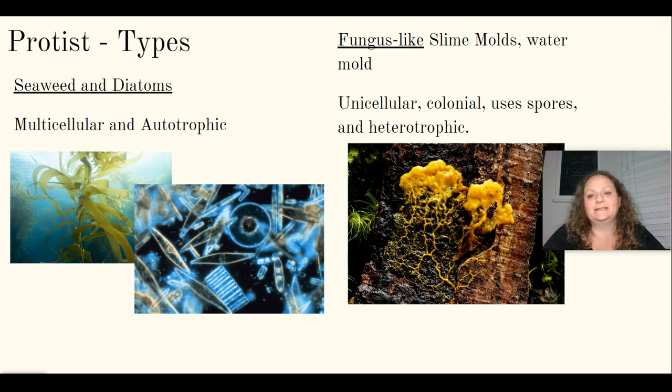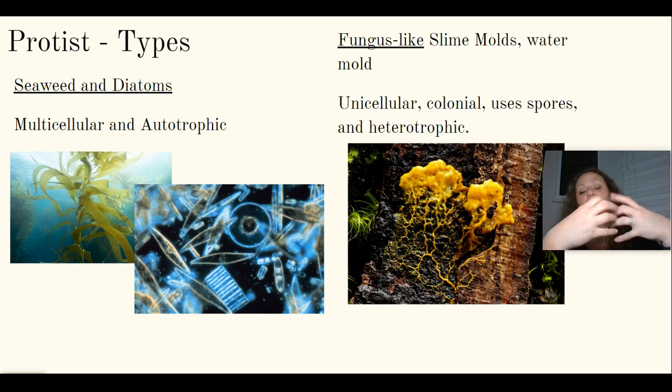Fungus-like protists are going to be things like those water molds we talked about and slime molds. Slime molds are really interesting. They're unicellular. They're going to live colonially. They like to hang out in groups. They use spores in order to reproduce, just like fungus will, which you'll learn about here in a minute. And they are heterotrophic. They have to consume food to create energy.